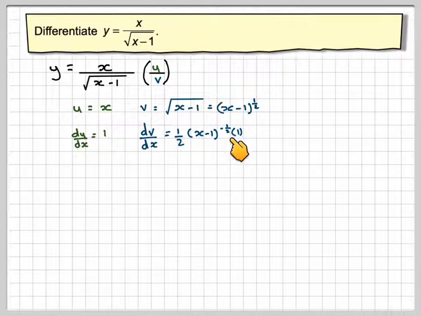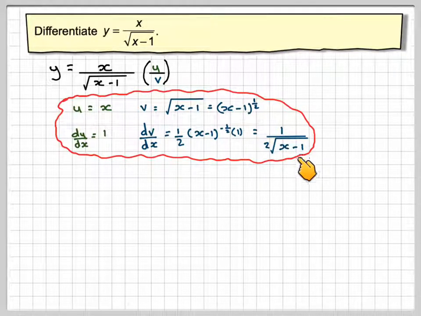Even if it's 1, you should get into the habit of differentiating the bracket, otherwise you might forget to do it when it's not 1, which gives 1 over 2 root x minus 1. Anything to the minus will be 1 over, and then to the half will be square root.